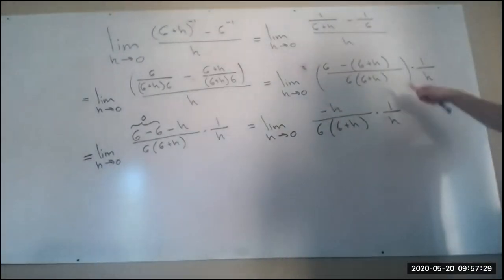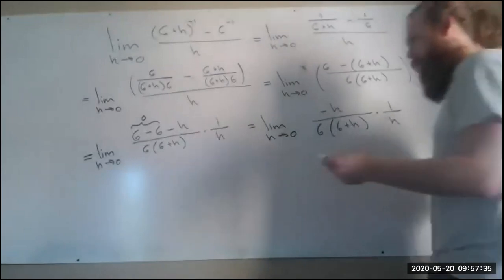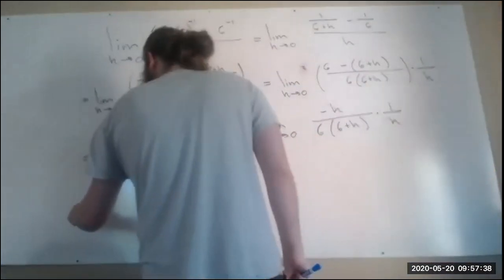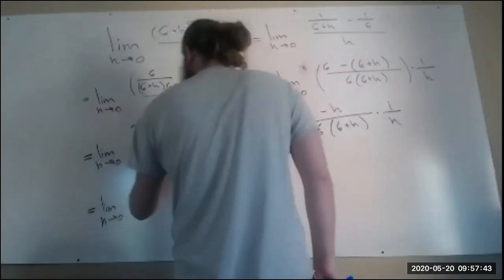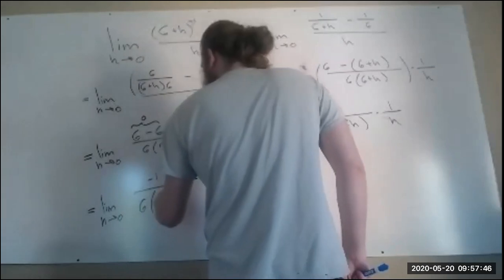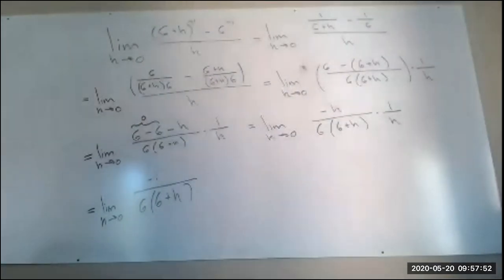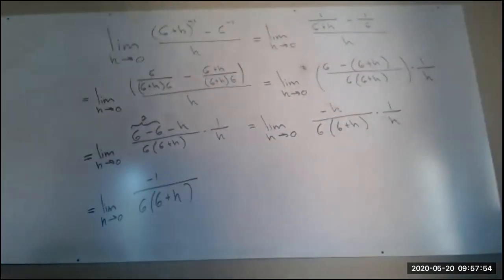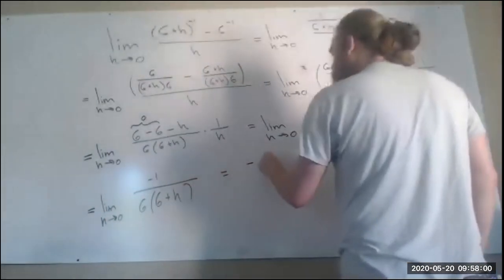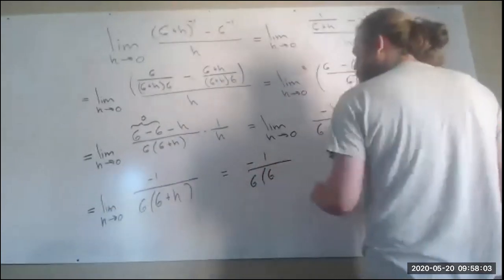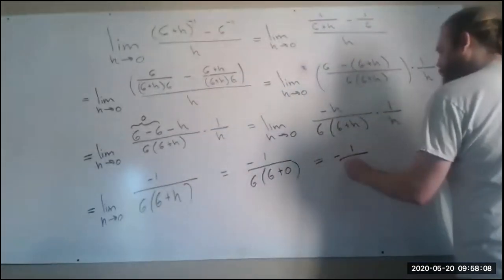And when I do that, this guy goes away. He becomes 1 over 1. This becomes negative 1 over 6 times 6 plus h. And now that we've canceled the factor of h from the bottom, I don't have any issues sending h to 0. I can just go ahead and plug in 0 for h now. And that'll give me negative 1 over 6 times 6 plus 0. So that's negative 1/36.